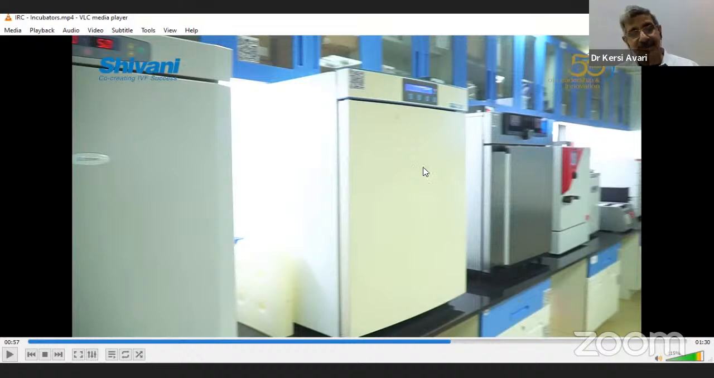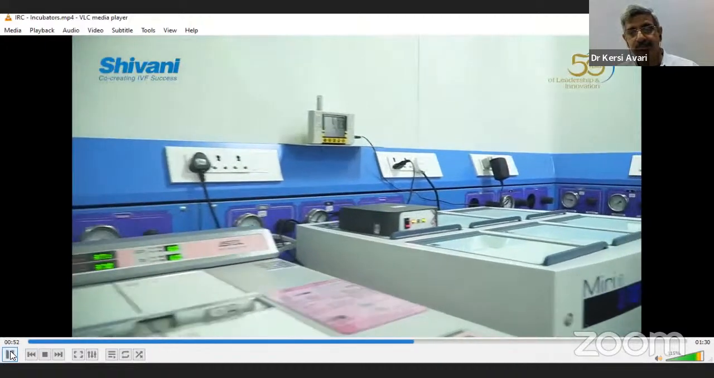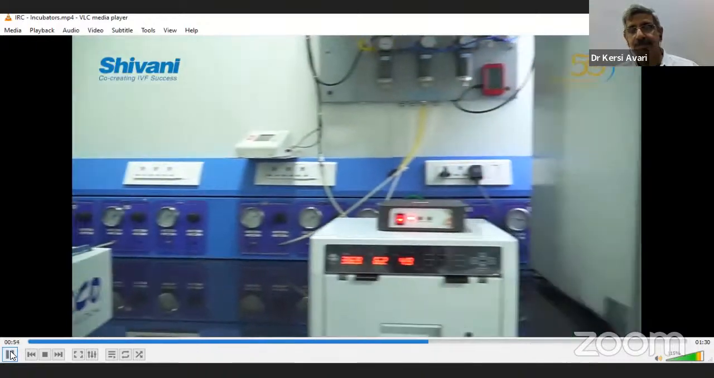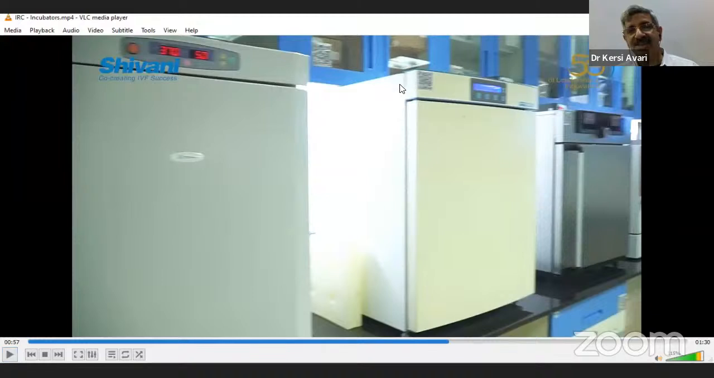Whereas in some incubators, which we saw, one second, I'll show you once again. See, these are the door assemblies on the top, and the one which I had explained to you had the display in the door. So that was a little more prone to damage.